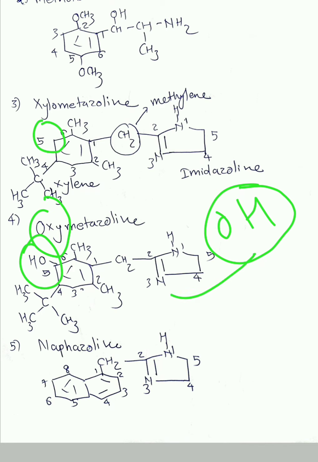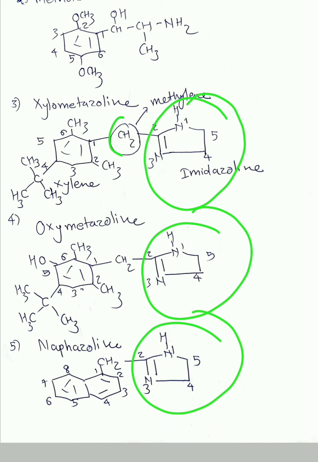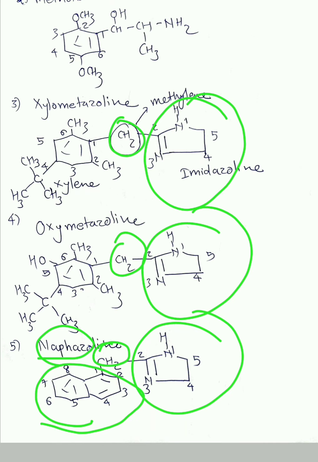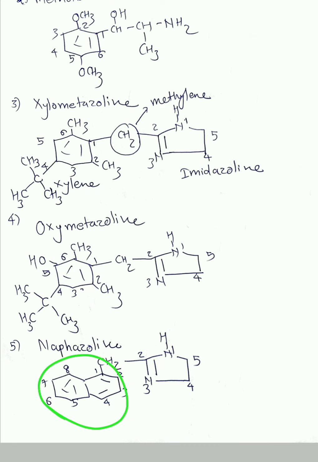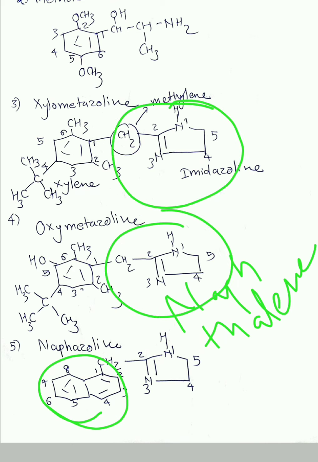Next in this category is nefazoline. Okay, what is the same? Imidazoline, methylene, but the name is nefa, so we have to draw naphthalene here. What is this part? This part is naphthalene, because the name is nefa. Rest of the structure is the same, that is, this part is common everywhere. See, xylometazoline, oxymetazoline, nefazoline.